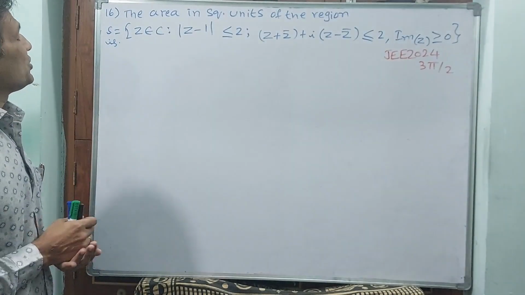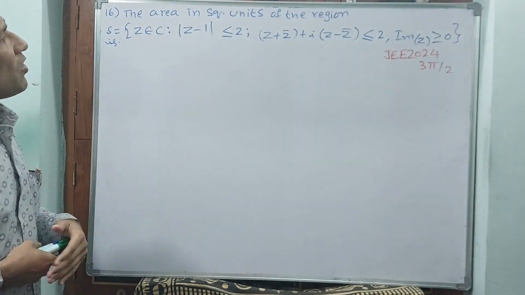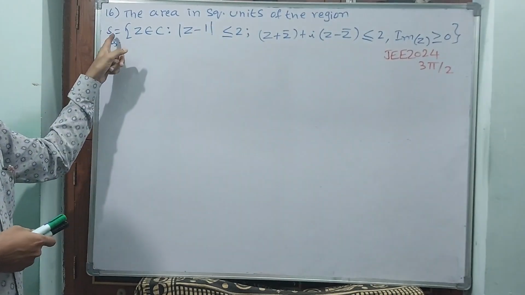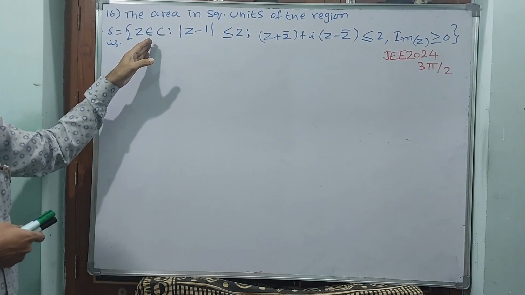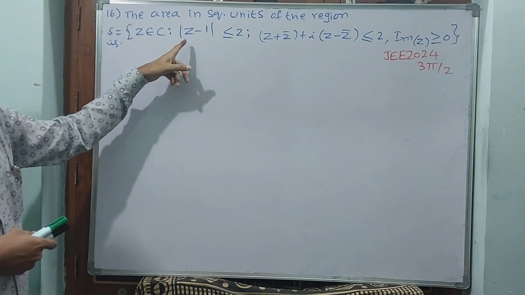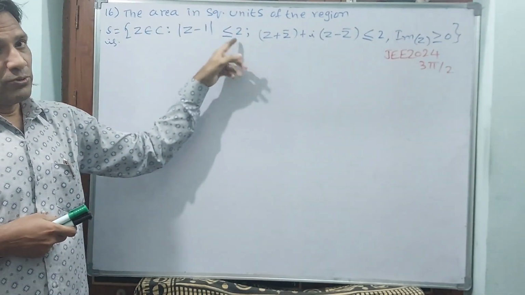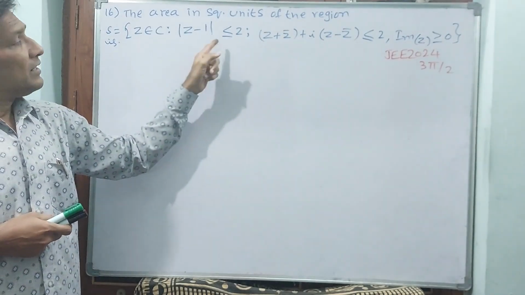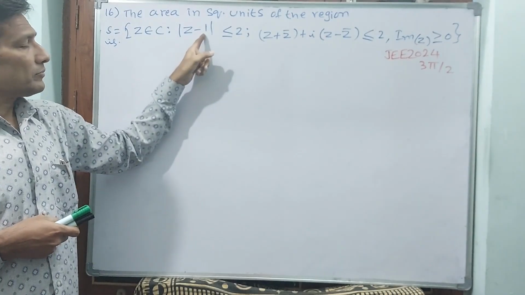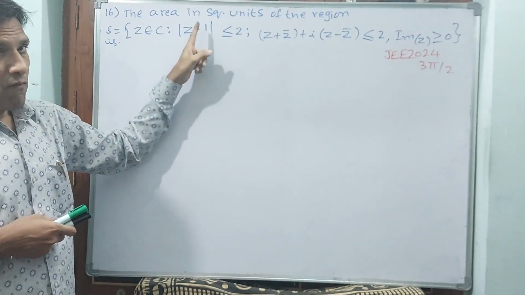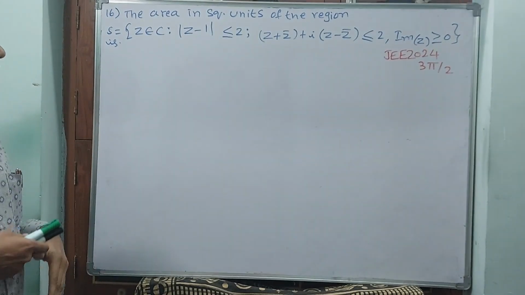Okay, see, question number 16. The area in square units of the region, what is that region? Set: for all values of complex numbers z belonging to complex numbers, modulus of z minus 1 is less than or equal to 2. That means this is a circle having radius 2 and center 1, which means 1 plus 0i.